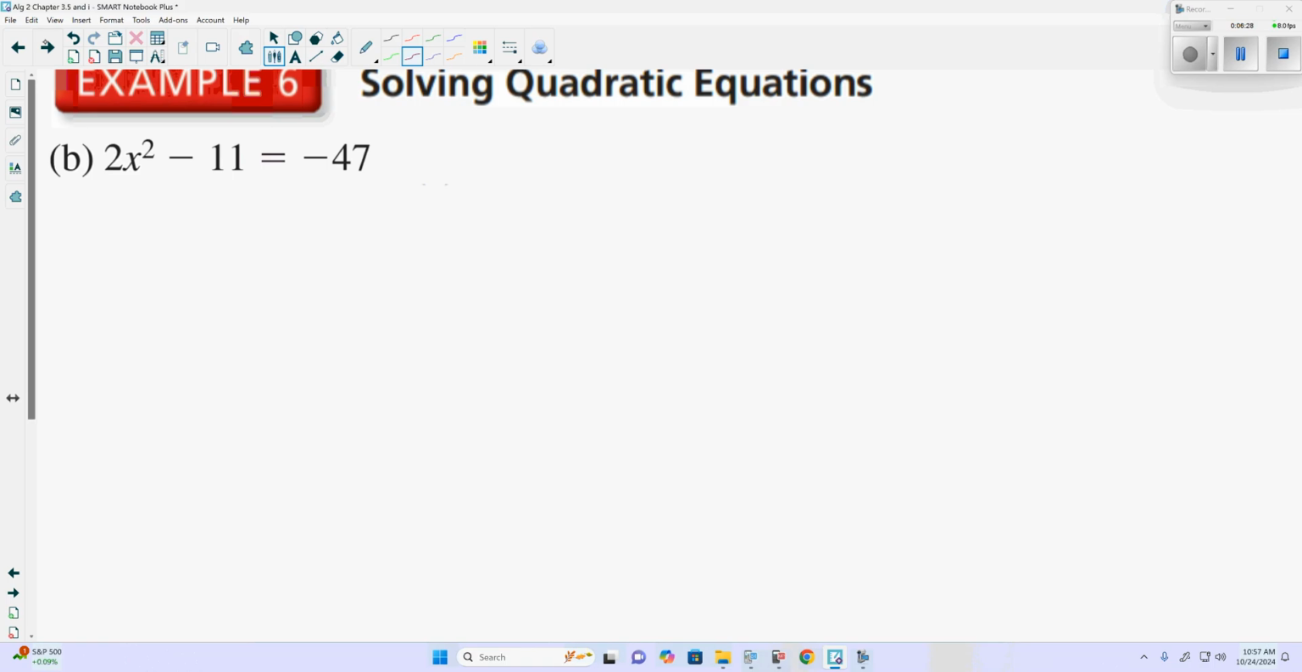So our first main step in doing the square root method is to get the x squared term by itself. So we can add 11 to both sides. It tells us that 2x squared is our 11. Negative 11 plus 11 is 0, leaving 2x squared. Negative 47 plus 11 is negative 36.